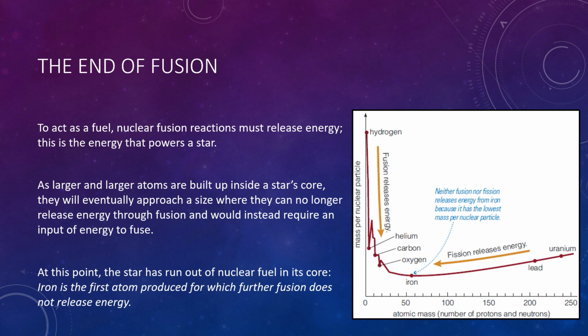A supergiant star cannot keep adding shells to its onion structure forever, because the sequence of nuclear fusion reactions cannot go on indefinitely. In order for atoms to serve as nuclear fuel, energy must be given off when they collide and fuse. To act as a fuel, nuclear fusion reactions must release energy.